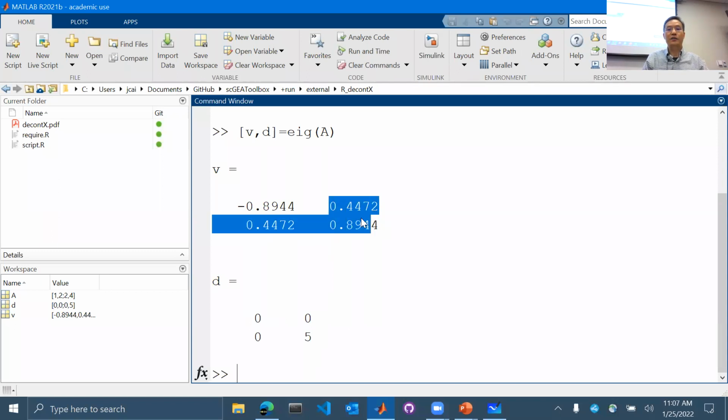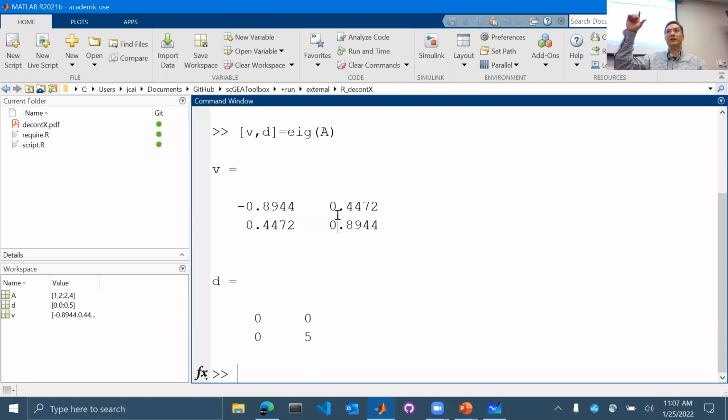But here we use this normalized vector, 0.4472, 0.8944, which gives the same direction. Remember our point 1, 2, and the circle, so this answer is the same.